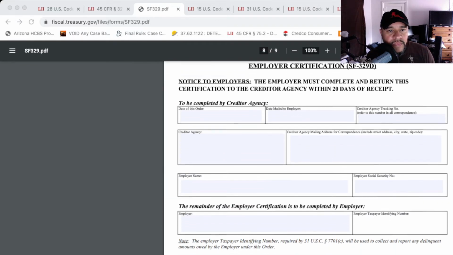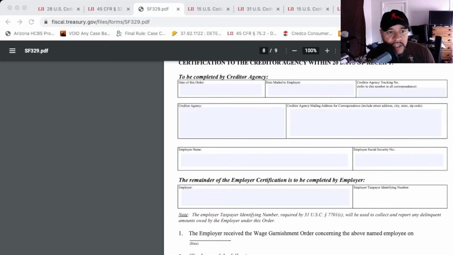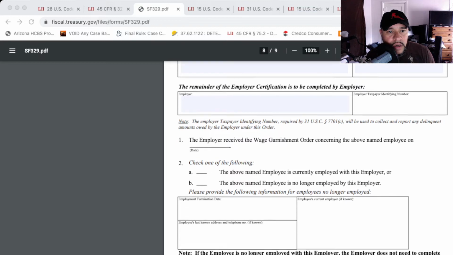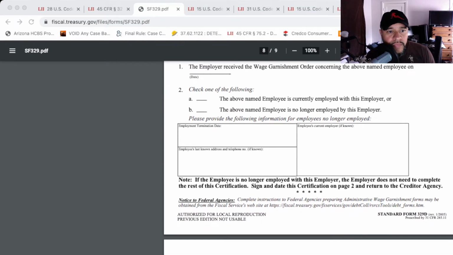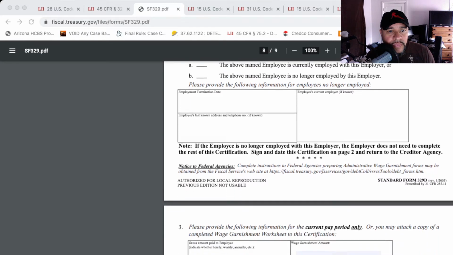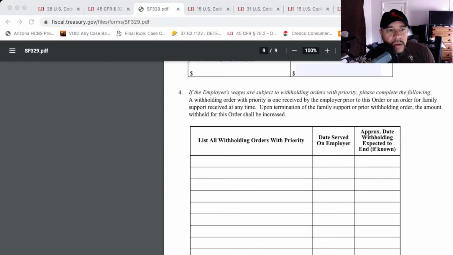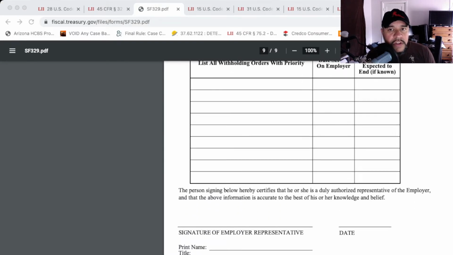And here's Part D, to be completed by the debt creditor agency, and the certification to be completed by the employer. All withholding orders with priority. And there's your standard form.